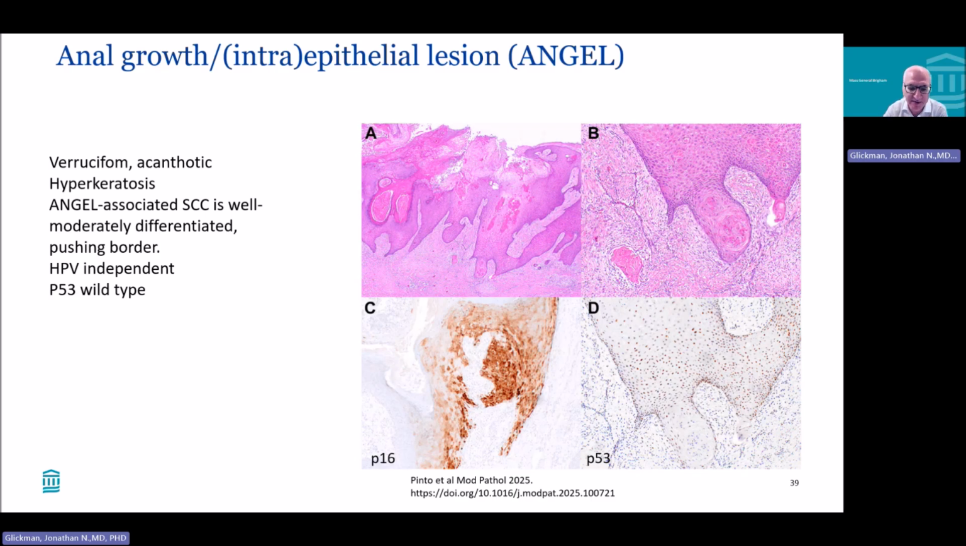And most recently, from a paper earlier this year in Modern Pathology, there's also a report of another type of HPV independent squamous lesion called an ANGEL, anal growth intraepithelial lesion. These are more verruciform acanthotic lesions with a lot of hyperkeratosis. The ANGEL-associated squamous cell carcinoma is well to moderately differentiated, and has a pushing border. I actually wonder if this is really just another version of a verrucous carcinoma, but I guess it does have some differences, but the distinction may be somewhat arbitrary.